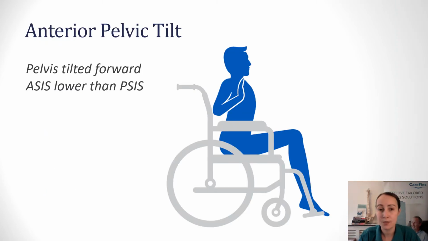The pelvis can also tilt forwards, otherwise known as an anterior pelvic tilt. And during the assessment, when you palpate for the bony landmarks, what you may find is that the ASISs are lower than the PSISs, indicating this anterior pelvic tilt.